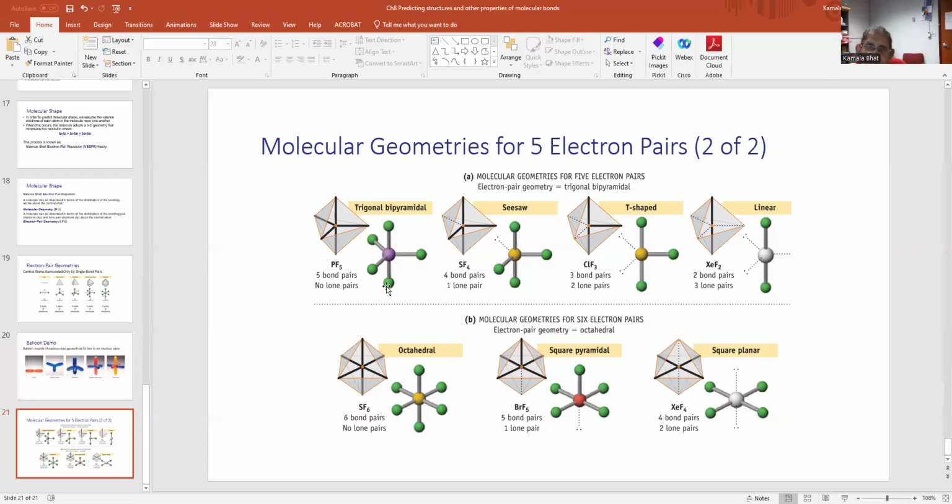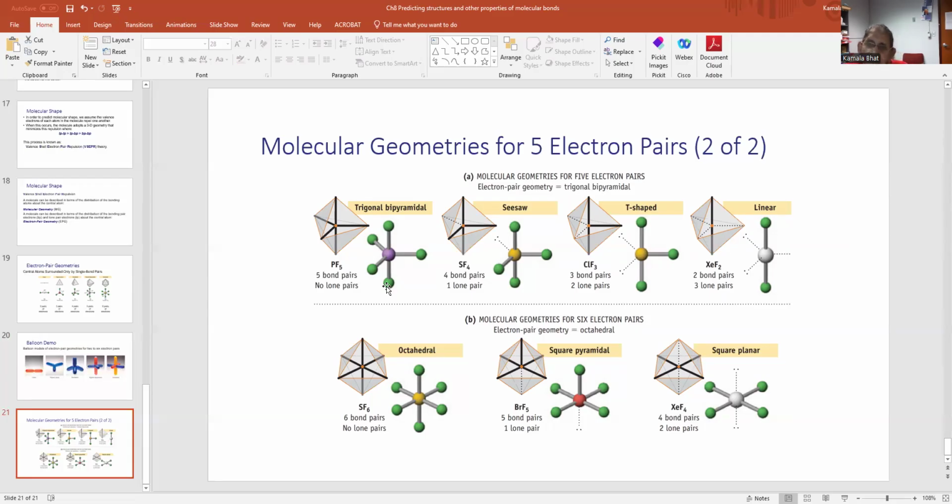If all 5 atoms are attached to the central atom, you get trigonal bipyramidal. If 4 atoms are attached, then we get seesaw. If 3 atoms are attached, then you get T-shape. And if 2 atoms are attached, then you get linear, for an AX5 bonding system, that is 5 pairs of electrons.